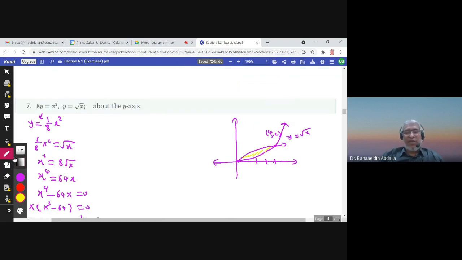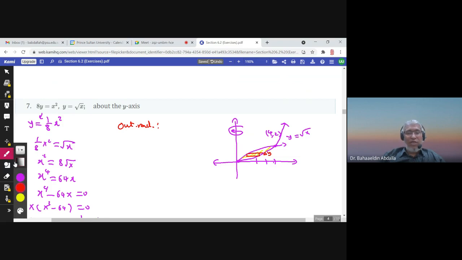About which axis? About the y-axis. Okay, about the y-axis. Good. We will take a rectangle perpendicular to the y-axis. And we have a washer because of this empty distance. So we have an outer radius and an inner radius. What is the outer radius? Delta y is the width.